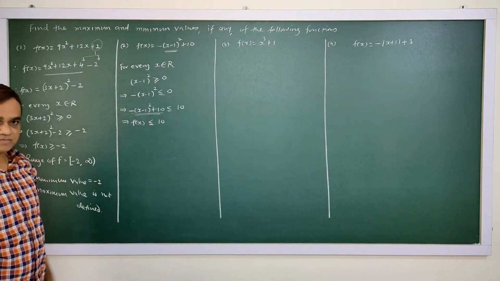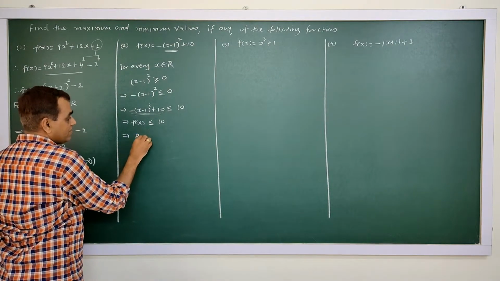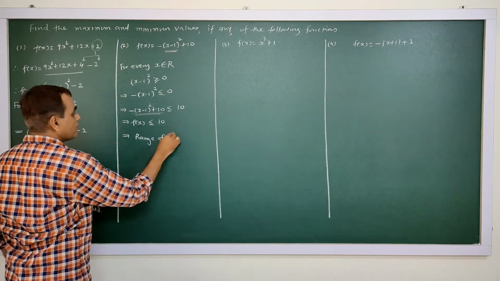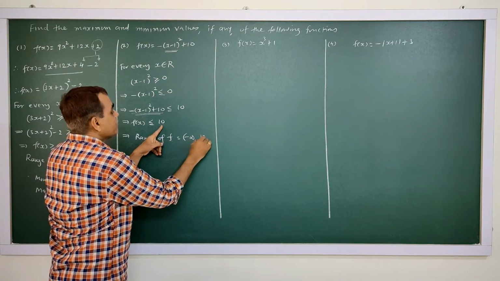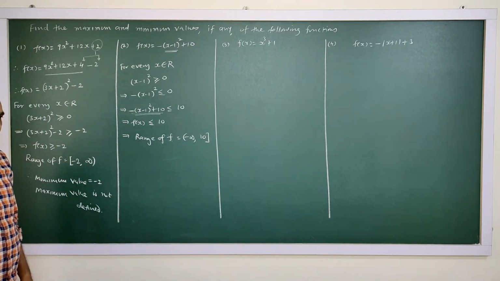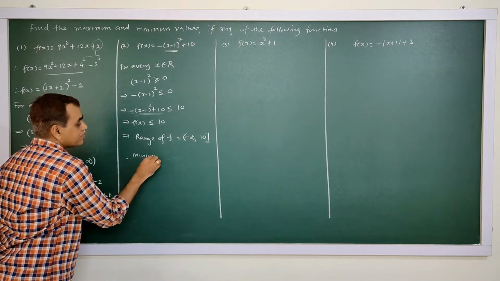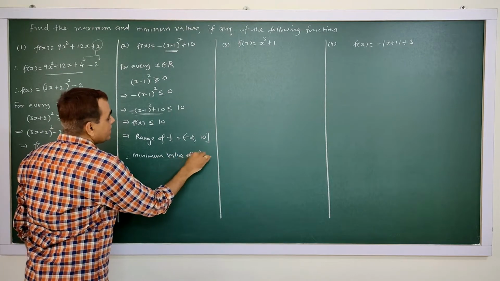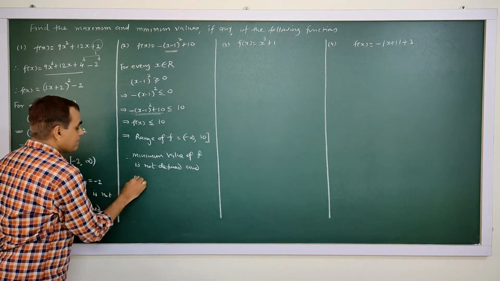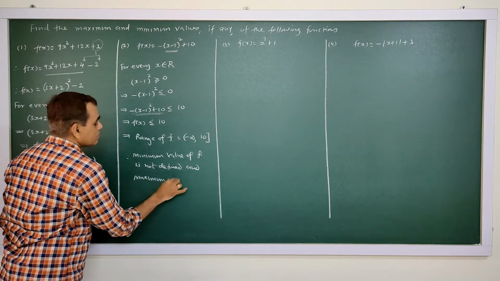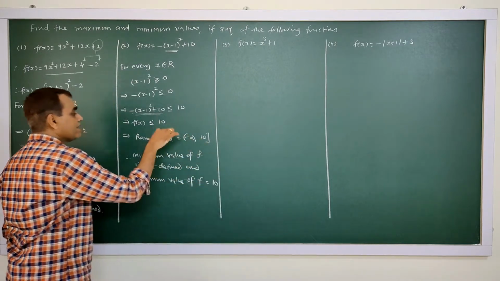Given f(x) is created. So therefore, the range of f is all the values less than or equal to 10, so (−∞, 10]. So here the maximum value is 10 and the minimum value is not defined. The minimum value of f is not defined and the maximum value of f is 10.